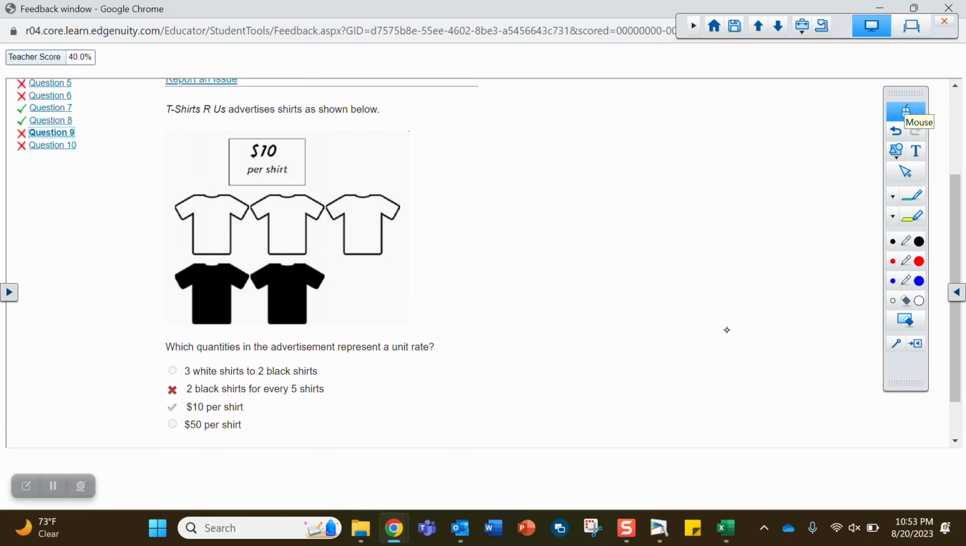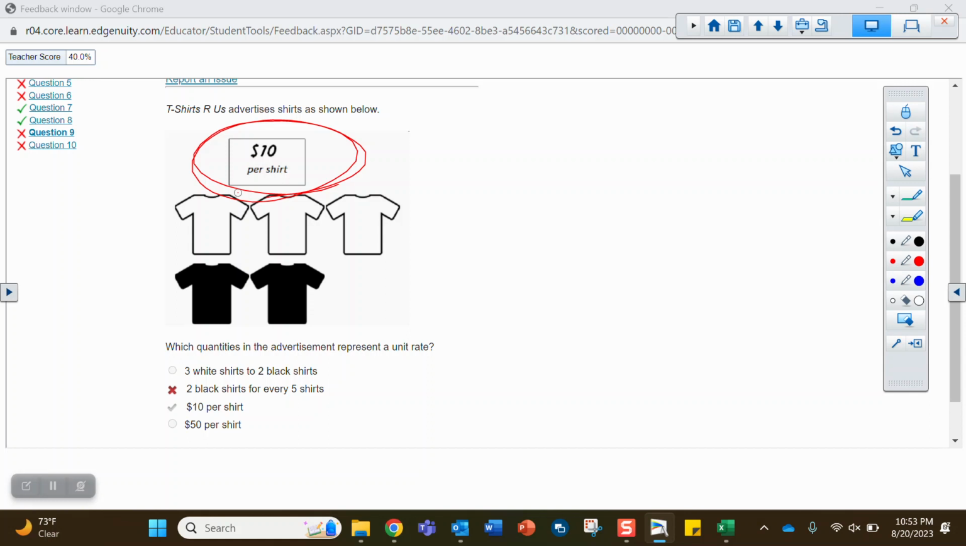Question 9, T-shirts R Us advertises shirts as shown below. Which quantities in the advertisement represent a unit rate? Well, I only see one. 3 white shirts to 2 black shirts. Okay, that's what's there. 2 black shirts for every 5 shirts, that's there.